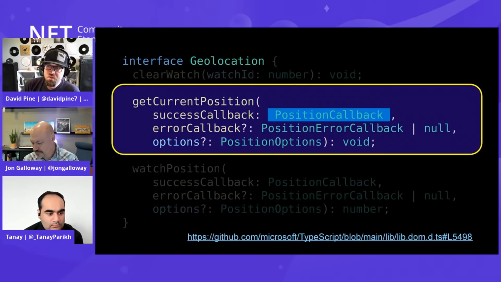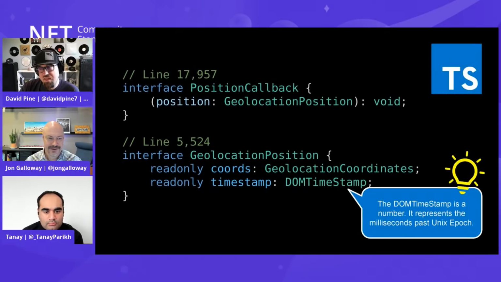And as you can see, the position callback, that's an actual type also. So when the source generator is generating the interface for geolocation, it has to look up the position callback type itself. And that is another type that exists in this file as well. So if we go find PositionCallback, we can see that it's basically just a method. The callback accepts a position, which is a geolocation position object. And then we have to go look up that as well, right?